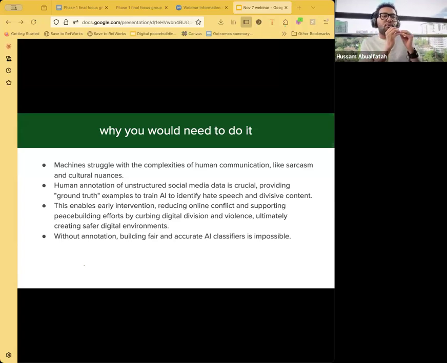We give AI the result of our annotation, so we teach it how to tell the difference between harmful and peaceful language. As I said, in peace building, that's a matter of life and death, because the faster harmful content is detected, the sooner platforms can act to protect communities. So annotation isn't just about data work, it's about this work. It is how we create digital systems that recognize dignity and empathy. Over to you.